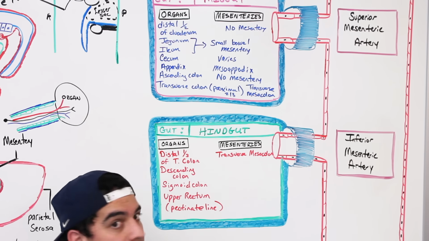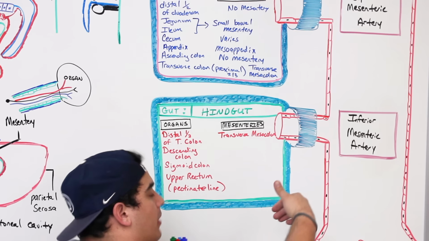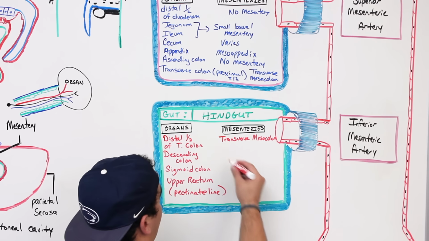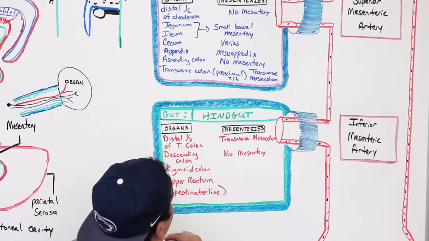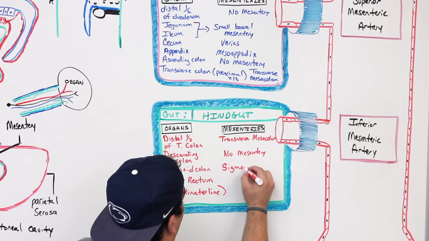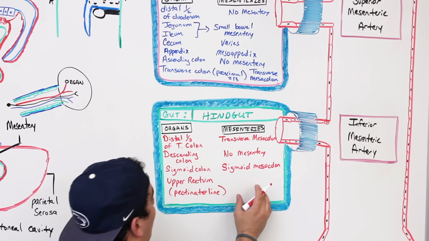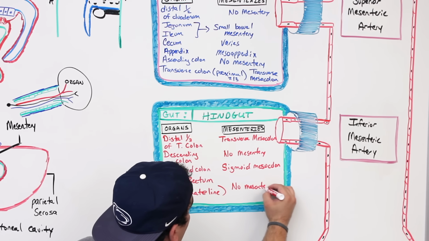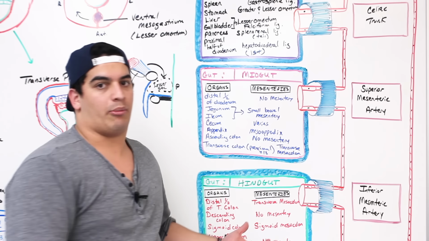All right, what about the descending colon? The descending colon actually did have, at some point in time, a mesentery. It was called the descending mesocolon. But again, during that rotation, it got obliterated against the posterior abdominal wall and it lost its mesentery. So this sucker has no mesentery. Okay? Sigmoid colon, it actually does develop one. It's called the sigmoid mesocolon. Okay? And then the upper rectum. Now the upper rectum doesn't have any mesentery here. Okay? So it's actually not going to be considered an intraperitoneal organ, it's considered a retroperitoneal organ.